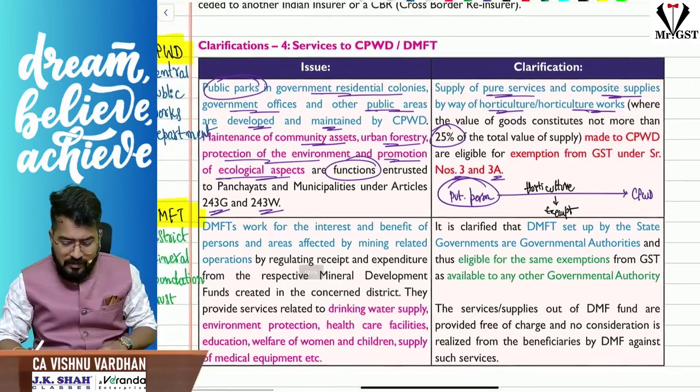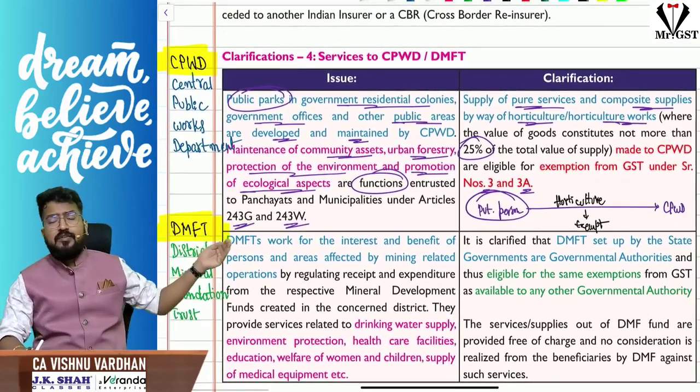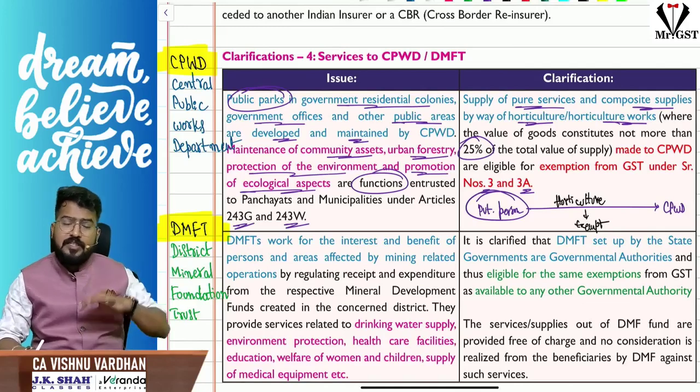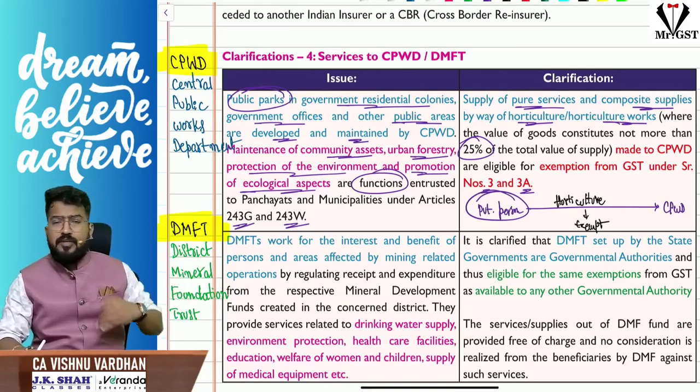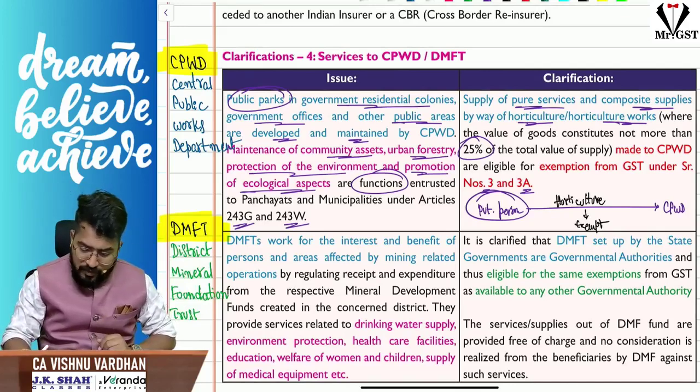So here the clarification is regarding the Central Public Works Department is outsourcing a work where people are providing services by way of doing this horticulture or horticulture related works to CPWD, is exempt under GST. Okay, right. So that is what next clarification.